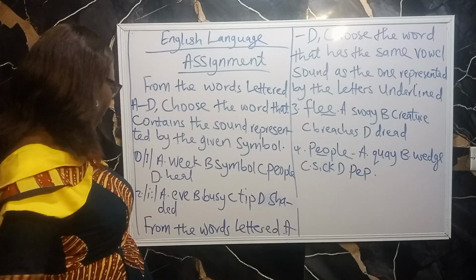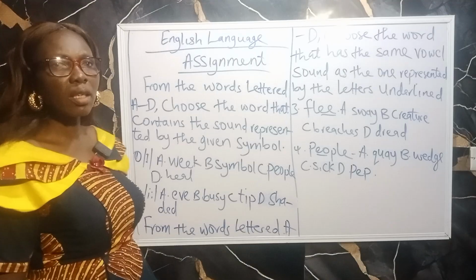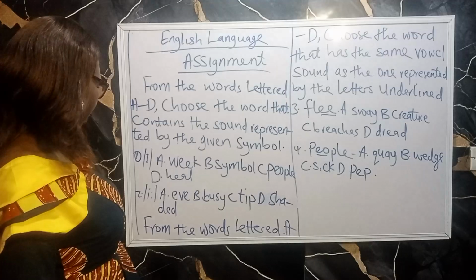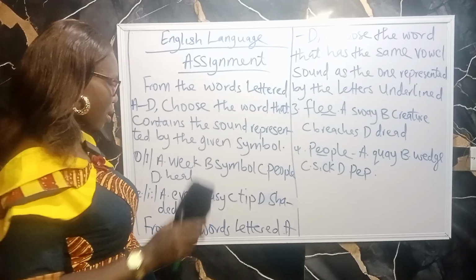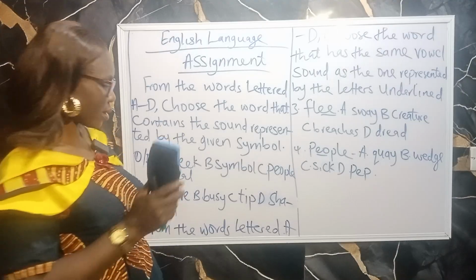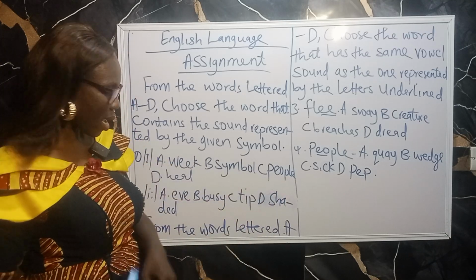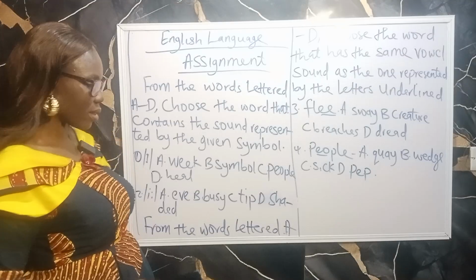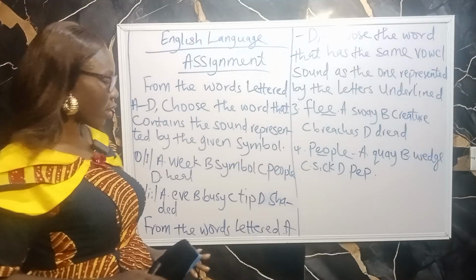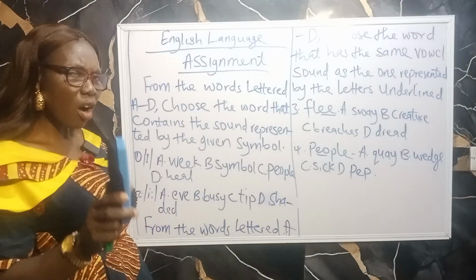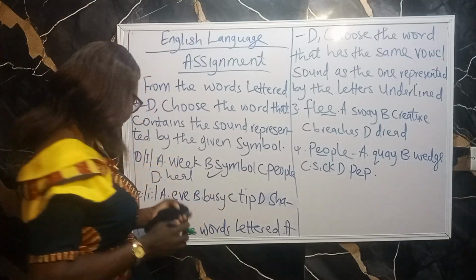and D, hill. Now looking at it, the A part of it is the EE, there is a long vowel sound, not a short one as you can see. Then symbol contains short A sound. Then people, as we have been studying, contains the EO there contains long A sound. And then hill contains long A sound. So the only option here that is right is symbol. So this is the correct answer.